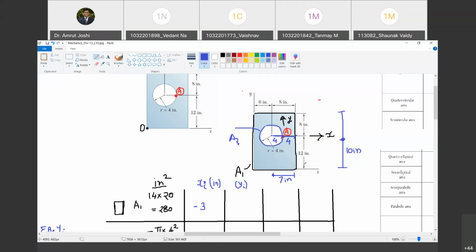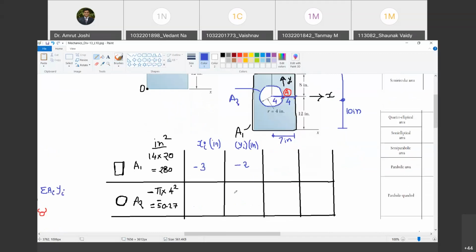So what is the vertical gap between the centroid of the rectangle and A? 2 inches. But it is below A. Do you agree with me? So therefore, I will have to assign a negative sign and write it as minus 2 inches.